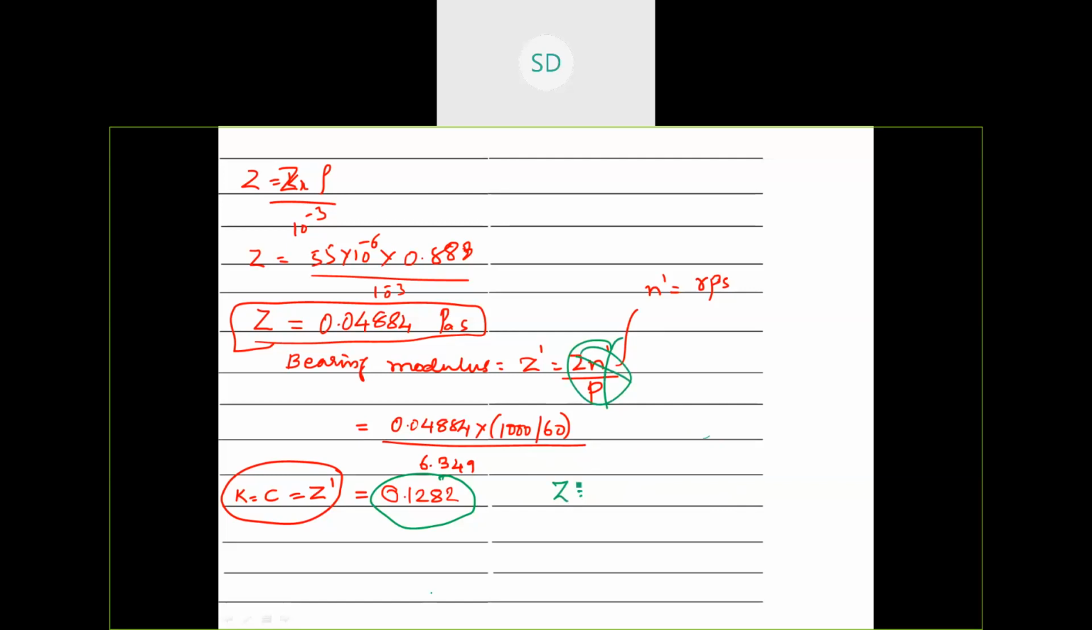Now Z dash equal to what? Zn by P. Now let us substitute. Z, how much did you get? 0.04884. Now the RPM is 1000 divided by 6.349. Just cross check how much you are going to get now. 7.69. You just note down how much you got. 7.69.